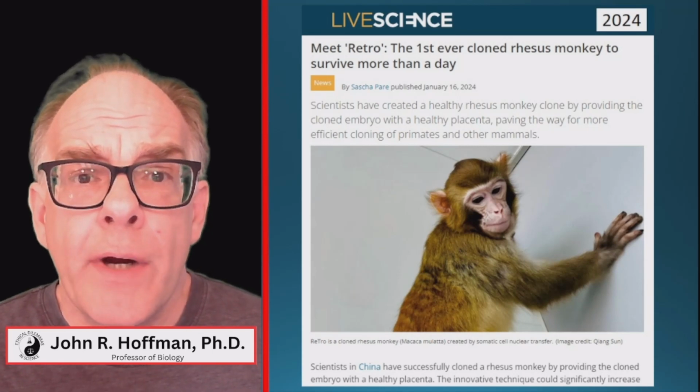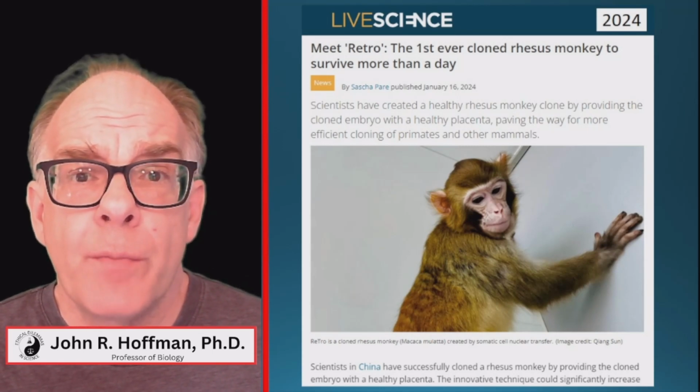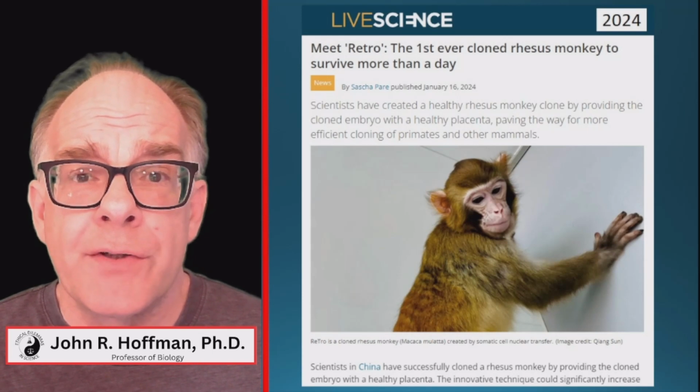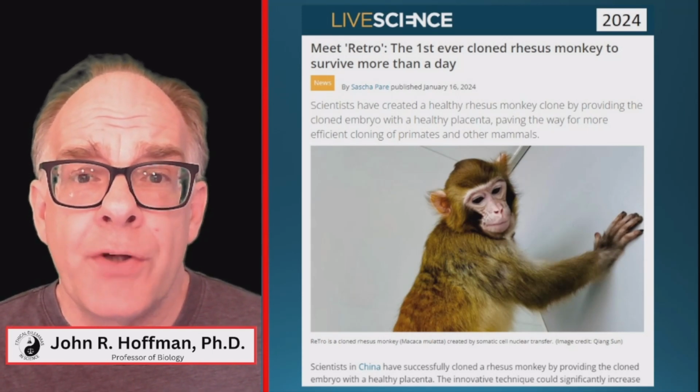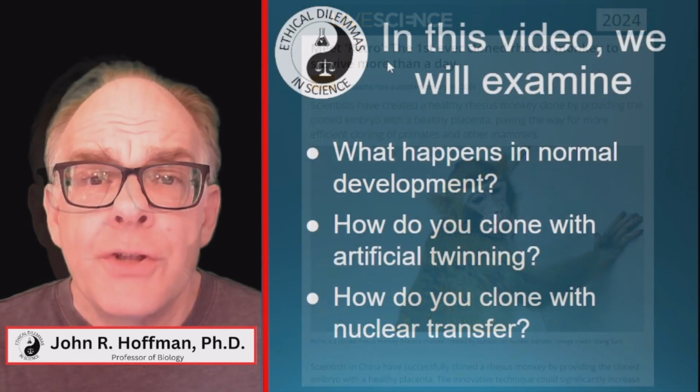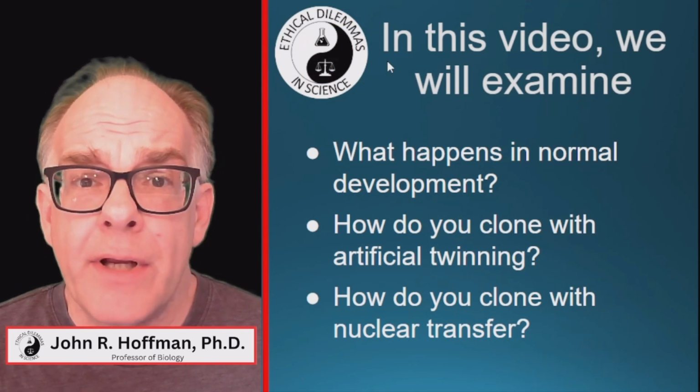In January 2024, Chinese scientists reported that they had successfully cloned a research monkey in 2020, and now that monkey had reached adulthood at almost 2.5 years of age. So how did scientists succeed in cloning this monkey?